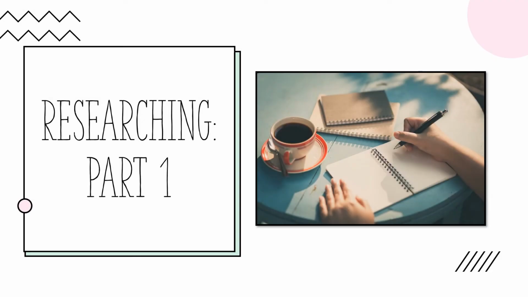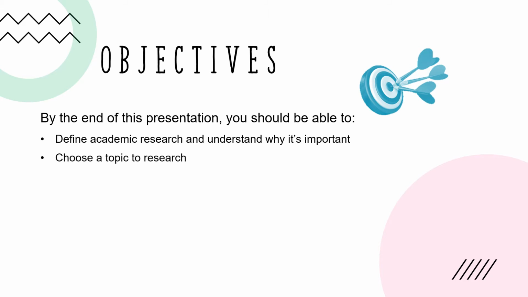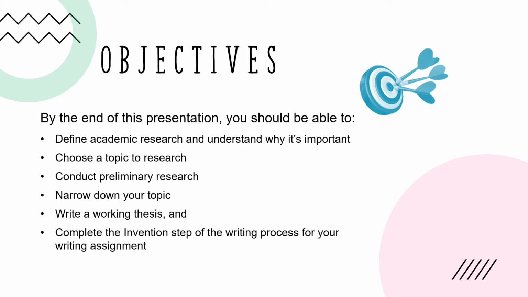This presentation is part one of a two-part presentation series on researching. This presentation will focus on preparing to research. By the end of this presentation, you should be able to define academic research and understand why it's important, choose a topic to research, conduct preliminary research, narrow down your topic, write a working thesis, and complete the invention step of the writing process for your writing assignment.